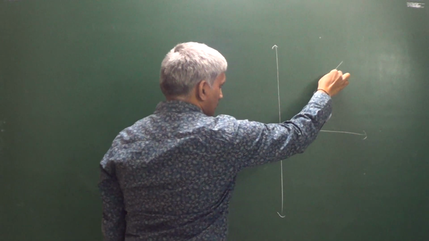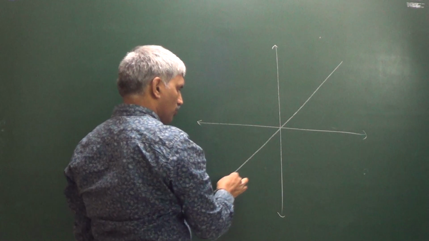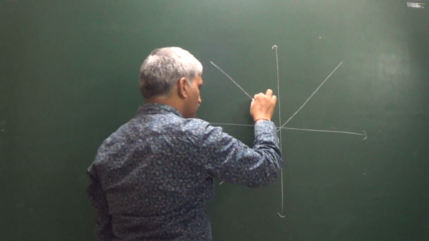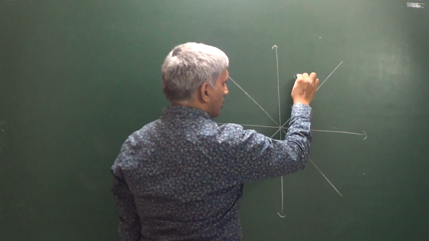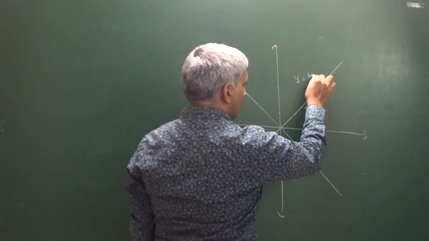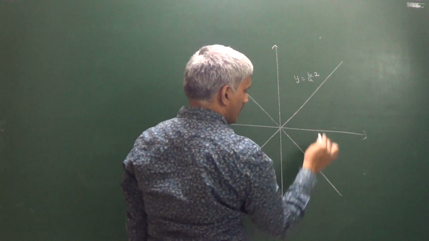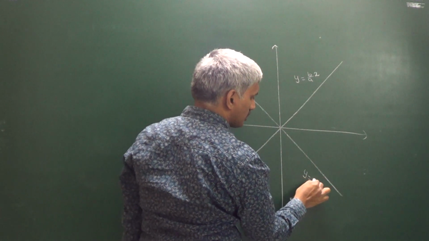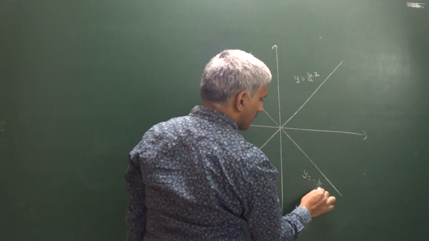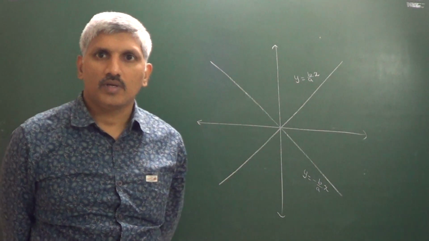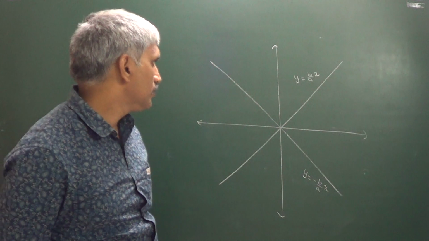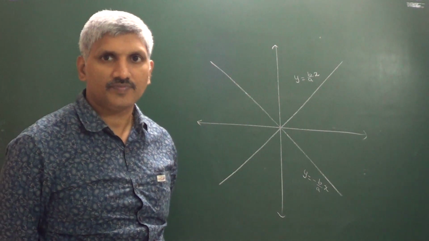So this is one asymptote. No doubt, asymptotes always pass through the center of the hyperbola. Now this asymptote's equation is y = (b/a)x, and this asymptote's equation is y = -(b/a)x. The particular point is for the asymptotes.